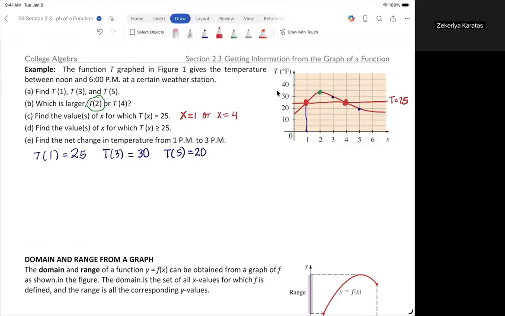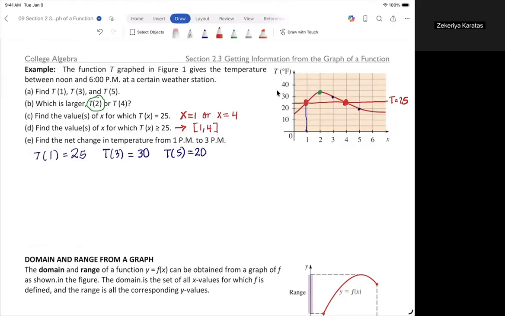It says now find for which x the temperature is greater than or equal to 25. As you see, between 1 and 4, the graph goes above the 25 height. So that means it's above 25. If it's before 1 or after 4, it's going to be below 25. So we want the temperature to be greater than or equal to 25. This happens between 1 and 4, and you need to use brackets because those are included, since it says greater or equal to, so the equal sign is included.